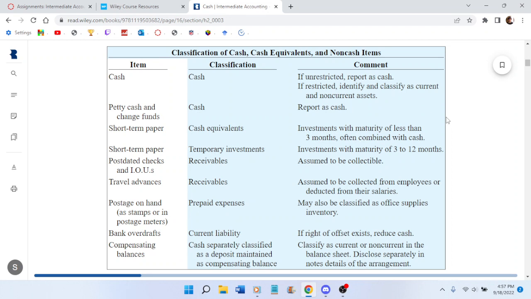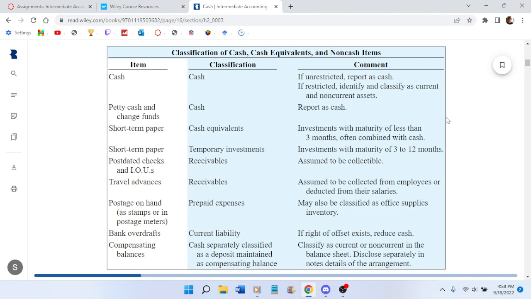Post-dated checks and IOUs. I don't even know what that means. A receivable. So it's just receivables. I don't know. Assumed to be collectible. Travel advances. Receivables. Assumed to be collected from employees or deducted from their salaries. Postage on hand as stamps or in postage meters. Prepaid expenses. May also be classified as office supplies inventory.